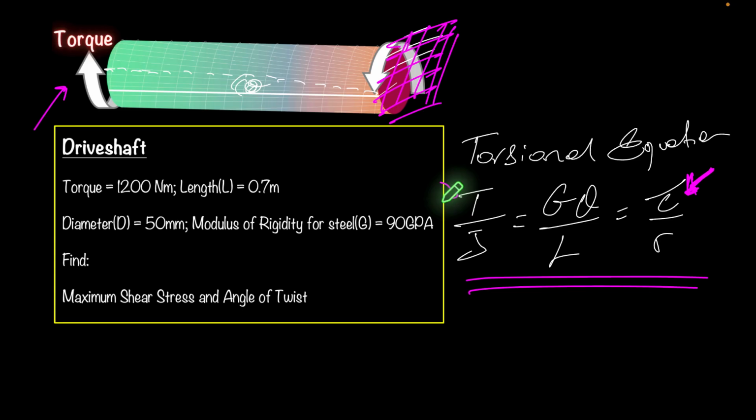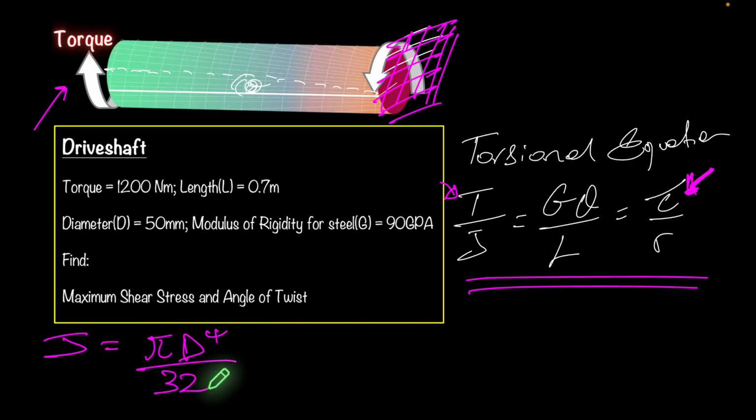If we have a circle, or a circular shape like the one that we have there, then J is equal to pi d to the power 4 over 32. Remember, J represents a geometric property, so it's the shape that dictates what this formula is. Now that we have this formula for J, we can go ahead and work out what J is and then use the chunk of the equation that we need. So let's work out what J is then.